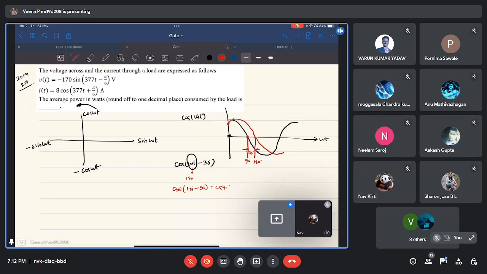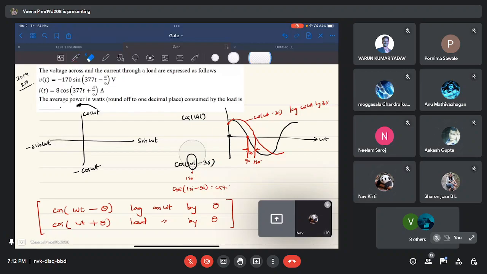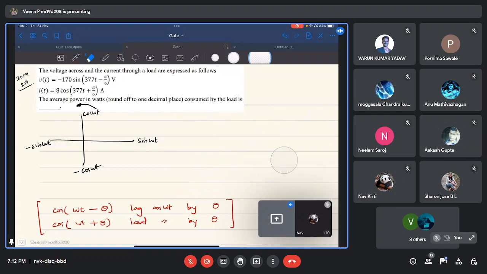Also another point we note is that cos omega t minus 30 will lag cos omega t by 30 degrees. So when you generalize, you can write that cos omega t minus theta will lag cos omega t by theta. Similarly, cos omega t plus theta will lead cos omega t by theta. Is this point clear? Yes, ma'am. Okay. So we come back to our problem.